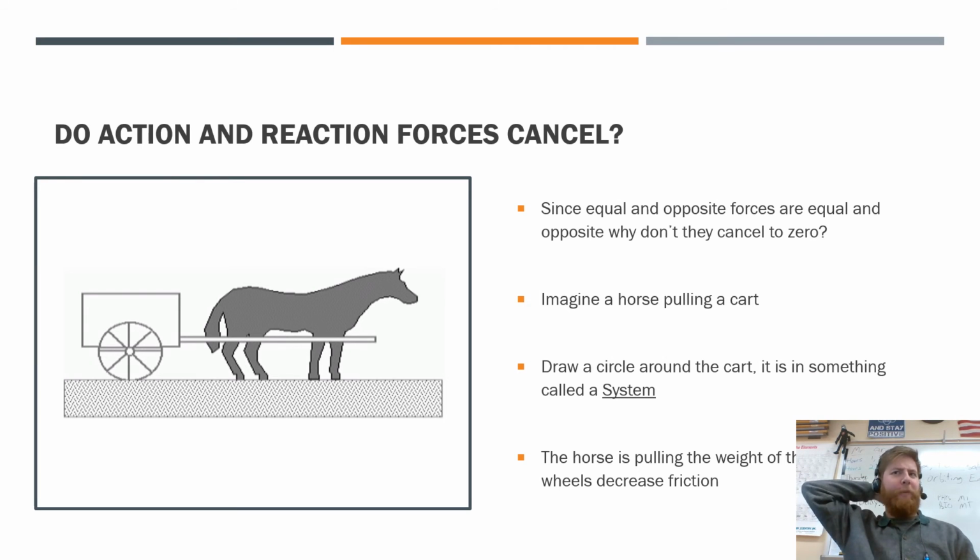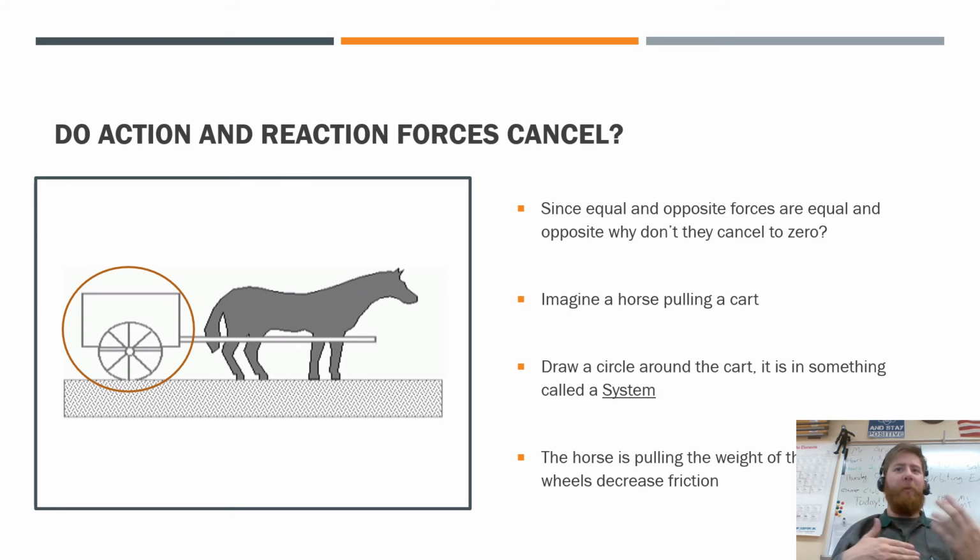Do action and reaction forces cancel? Since they're equal and opposite forces, why don't they just cancel to zero? Imagine, for example, this horse pulling a cart. As he's pulling, the cart's pulling him, right? But this cart is something we call a system.